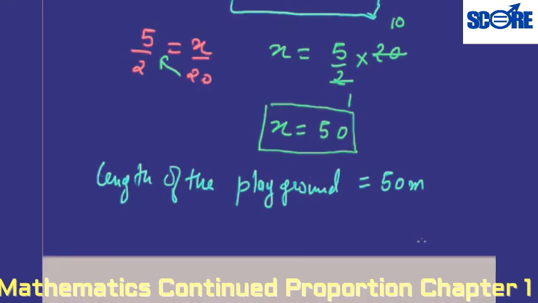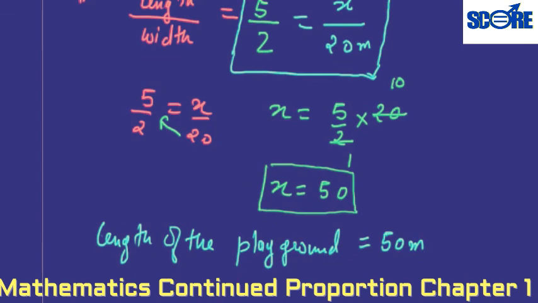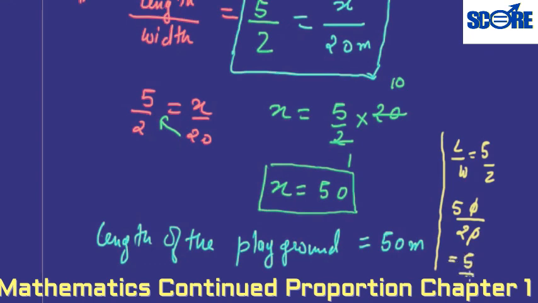Now if you want to check your answer, we are given the ratio of length upon width as 5:2. So if I divide length, that is 50, by the width which is 20, then I will get 5 upon 2 since the zeros will get cancelled. So our answer is correct.